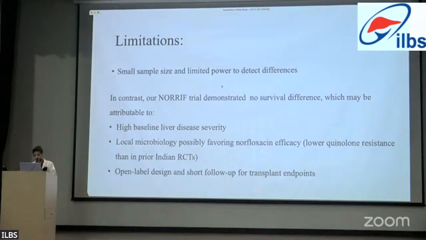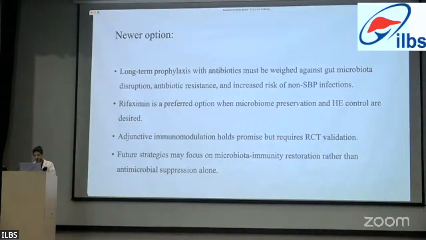Limitation. Small sample size, patients are still being enrolled. In contrast, the NORIF trial demonstrated no survival difference, which may be attributed to high baseline liver disease, local microbiology possibly favoring norfloxacin efficacy, lower quinolone resistance than in the prior RCTs, and open-labeled design and short follow-up for transplant endpoints. The newer options that can be considered include immunomodulation.